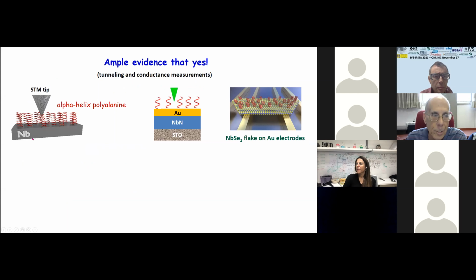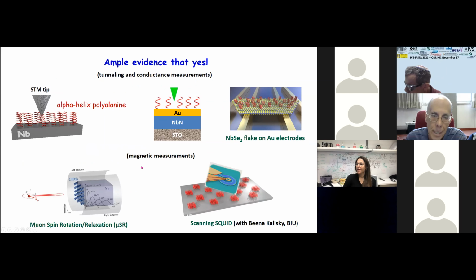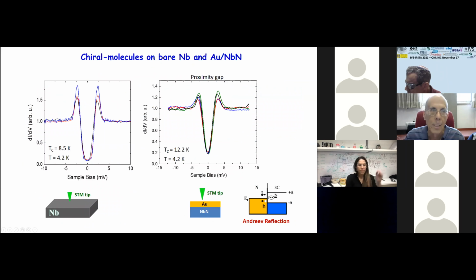Bytonic spectroscopy measurement, either on niobium or on gold, which is by itself not a superconductor, but becomes a proximity superconductor by coupling, in this case, to niobium nitride, or in tunneling devices, niobium diselenide exfoliated on pre-patterned electrodes, and also by magnetic measurements, muon spin resonance, rotation, and scanning. So starting from the tunneling measurements, this is very simple.